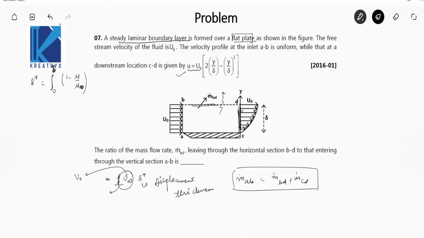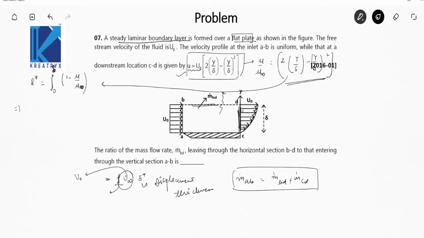From the given relation, u by u infinity is 2y by delta minus y by delta squared. We can put this relation here, and that implies delta star is the integral from 0 to delta of 1 minus 2y by delta plus y by delta all squared dy. Solve this, and it will be equal to delta by 3. Simple integration, you can solve this.